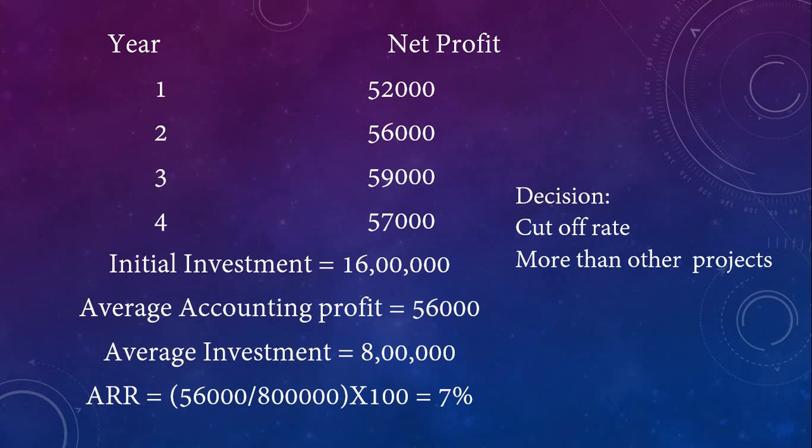So in this method, how will we decide which project should be selected? In the same way, there can be a cut-off rate and there can be mutually exclusive projects. So if there are more than one project and if we have decided that rate of return should be more than 10%, so if the project is qualifying the cut-off rate, then it will be selected for the investment. And if the projects are mutually exclusive, then the project which gives the higher return will be selected.